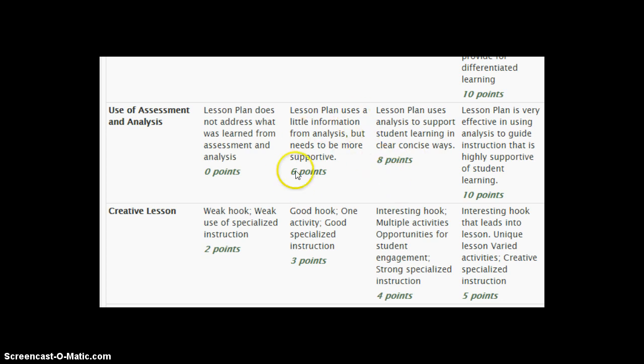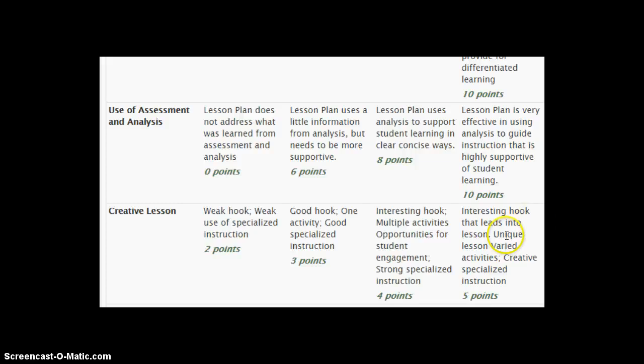If you needed to be more supportive, 6 points. And if you didn't address what was learned from your IEP, then that's going to be a big problem. So make sure you're really looking at that IEP as you craft this lesson. And again, creative lesson. Just because a student's in an intervention room doesn't mean they need skill and drill, boring instruction, or instruction that's so routinized that it never changes anytime that they come in.